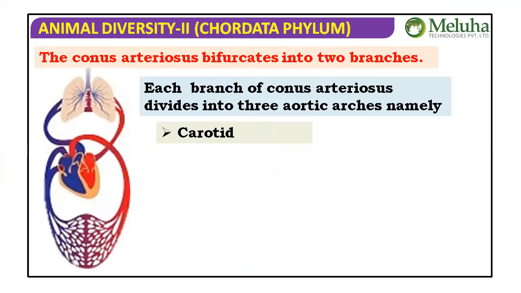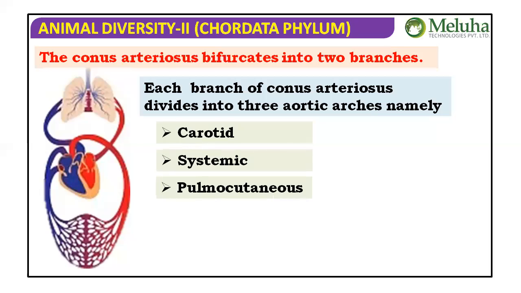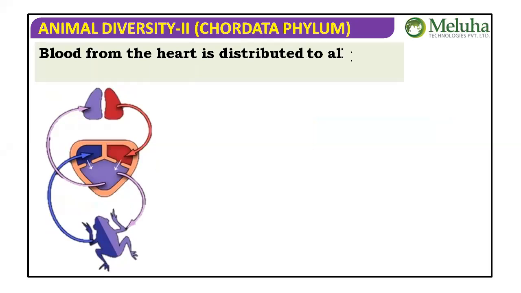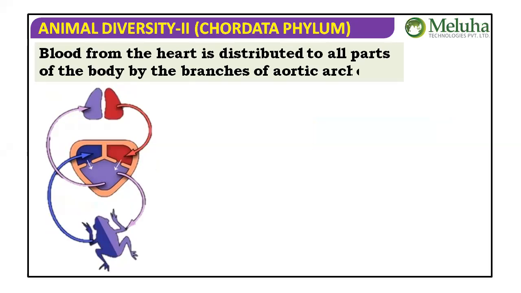Now let's talk about the text that is given. What issues are given by the text here? Each branch of the conus arteriosus divides into three aortic arches, namely carotid, systemic, pulmocutaneous, on the right and left side. Right carotid, right systemic, right pulmocutaneous. Okay, so that's it. Then blood from the heart is distributed to all parts of the body by the branches of the aortic arches. That's what I showed to you.